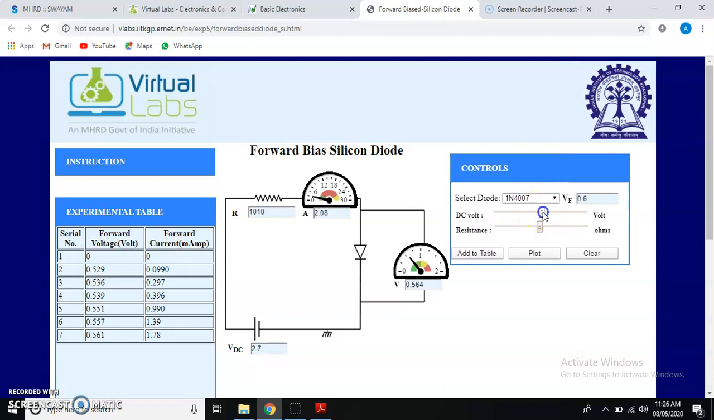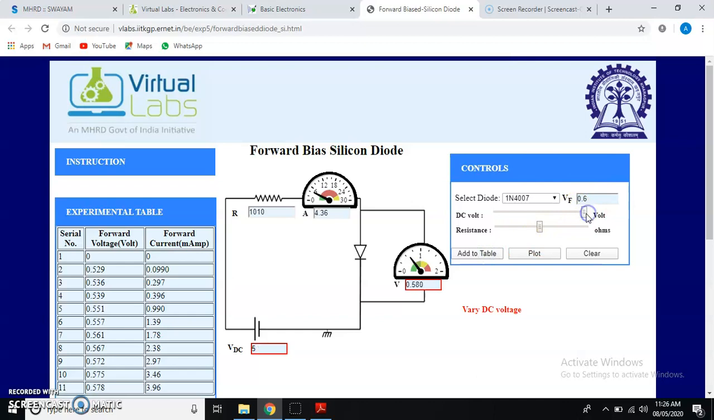Let's keep it to 3 volt now. Add the readings into the table. Adjust it to 3.5, approximately now 3.6. Add the reading into the table. Adjust it to 4. Add the reading into the table. Then to 4.5. Add the reading into the table. And the end is 5 volt, the maximum which we can give. Add the reading into the table.